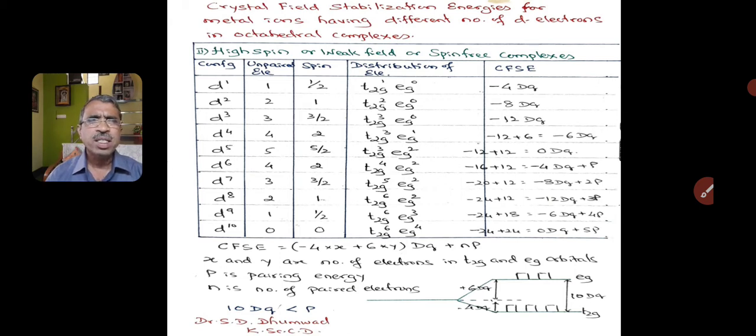Similarly, for D6, D7, D8 and so on, the CFSE will be -4 dq plus 1 pairing energy, -8 dq plus 2 pairing energy, -12 dq plus 3 pairing energy, and so on. And in this case, the 10 dq value is less than the pairing energy.